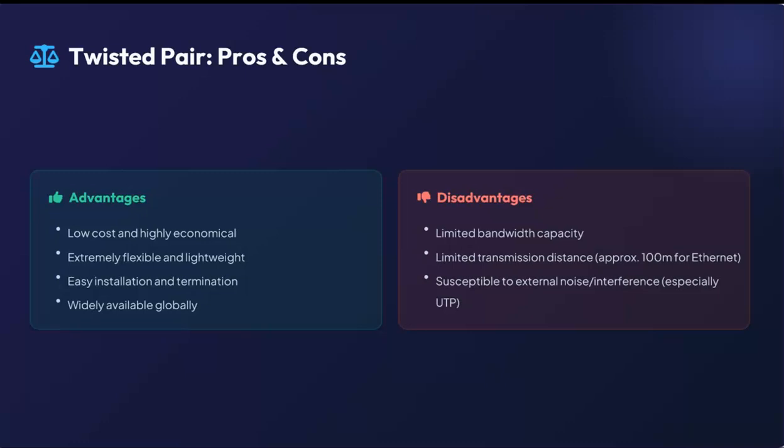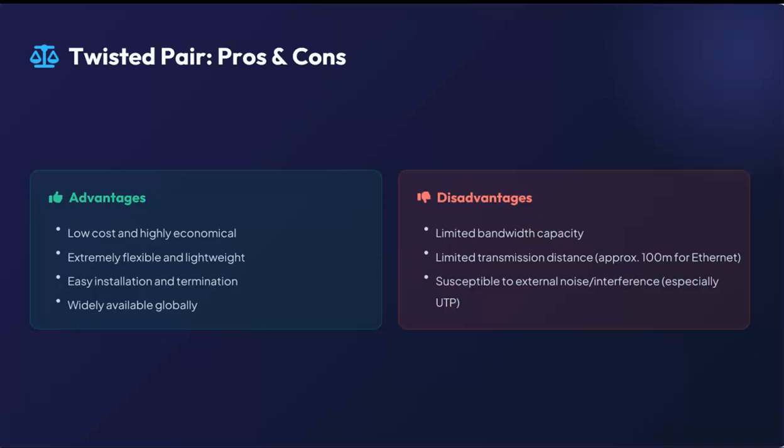Let's summarize. The advantages of twisted pair include low cost, high reliability, easy installation, and wide availability. On the other hand, the drawbacks include limited bandwidth, shorter transmission distance, usually only around 100 meters for Ethernet, and higher susceptibility to interference, especially in the case of unshielded twisted pairs.